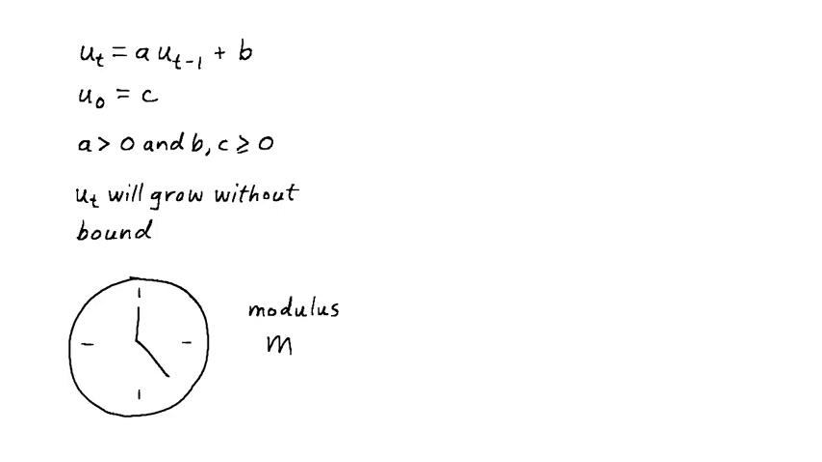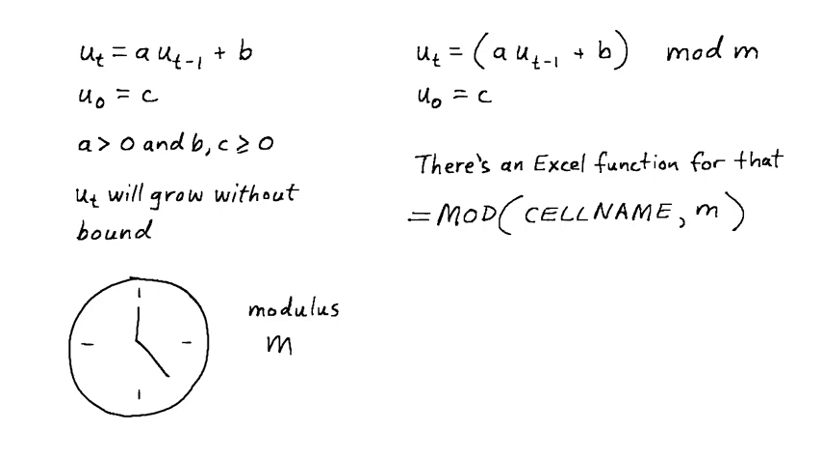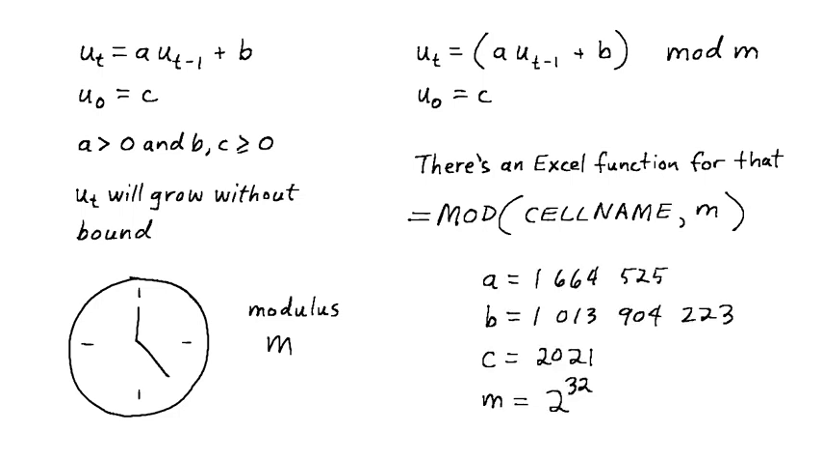To emphasize our use of mod equivalence, we'll rewrite the recursion like this. Now, luckily, you don't have to strain your brain to iterate this beast if you're willing to use a computer. For instance, the mod function in Excel will automatically wrap the sequence you generate around a clock with m hours, so to speak. Let's look at an example using the following choices for a, b, c, and m.